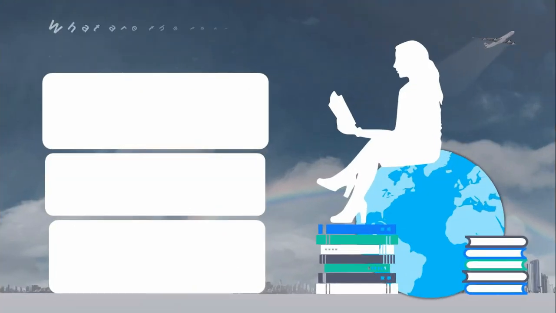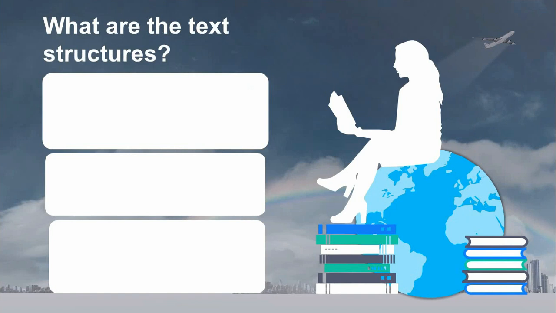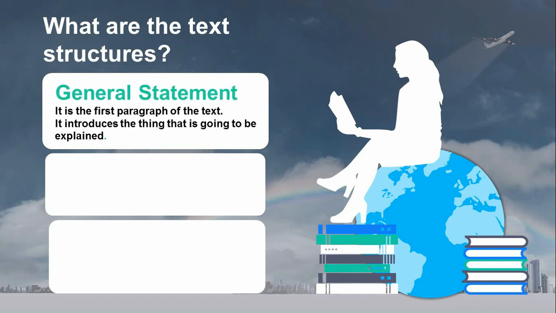And then next, it's about the text structures or how the text is arranged. The first one, you have general statement. It is the first paragraph of the text. So when you read the explanation text, you find the first paragraph there. It is the so-called general statement. It introduces the thing that is going to be explained. So it's like a short introduction about what you are going to talk about after the first paragraph.